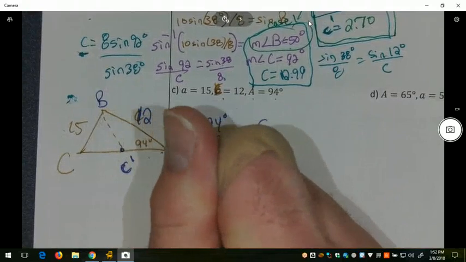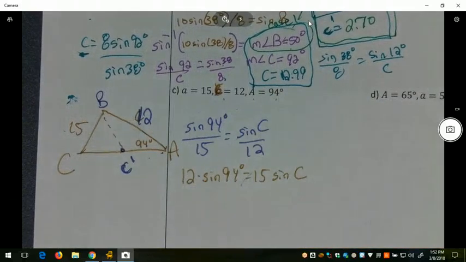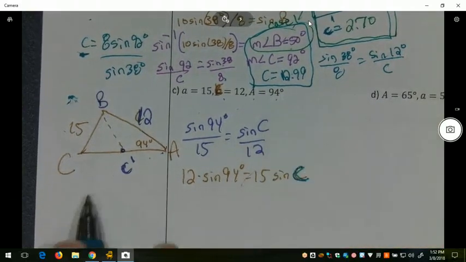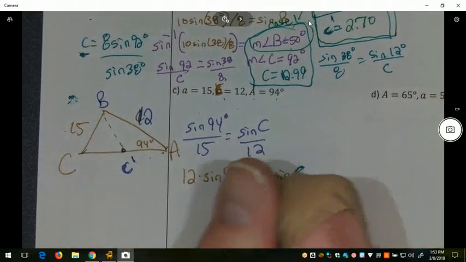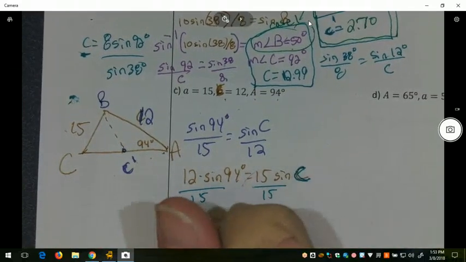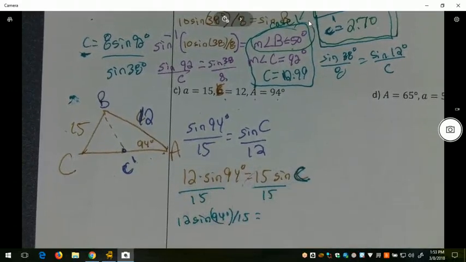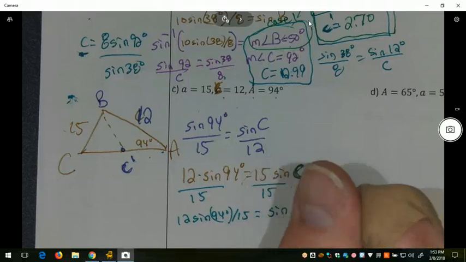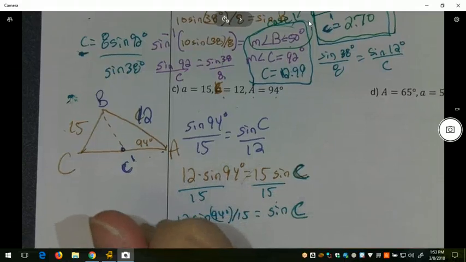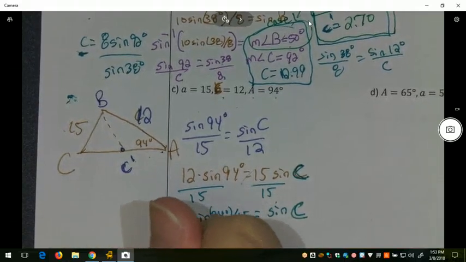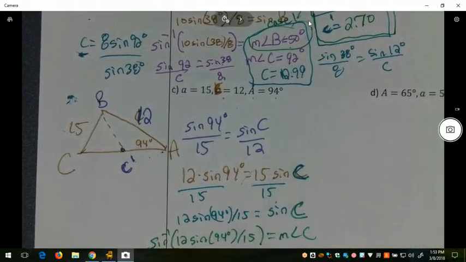Cross multiply, I've got 12 times the sine of 94 degrees equals 15 times the sine of angle C. Our job is to find out what angle C is in this brown triangle. We're not finding C prime yet, just C. So I'm going to divide by 15. This gives me 12 sine of 94 degrees in parentheses divided by 15 is equivalent to the sine of the measure of angle C. I'm solving for angle C. So to get rid of sine, I have to do sine inverse of 12 times the sine of 94 degrees divided by 15 to get the measure of angle C.